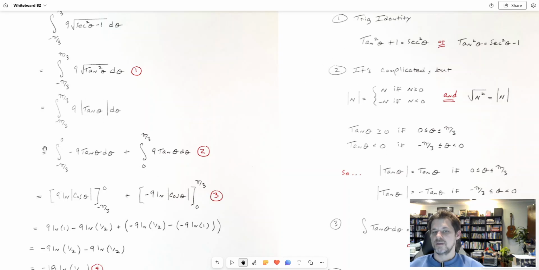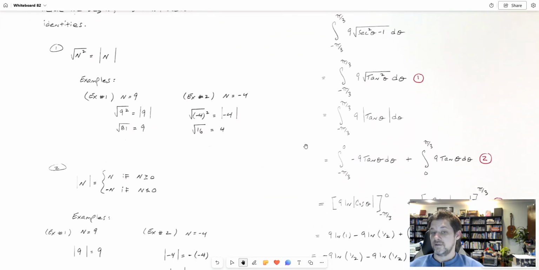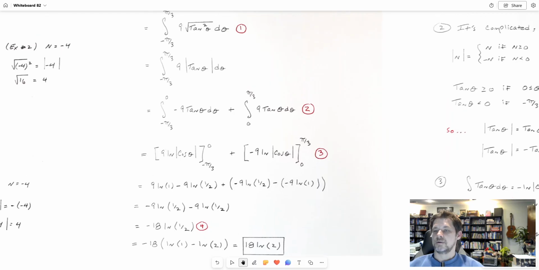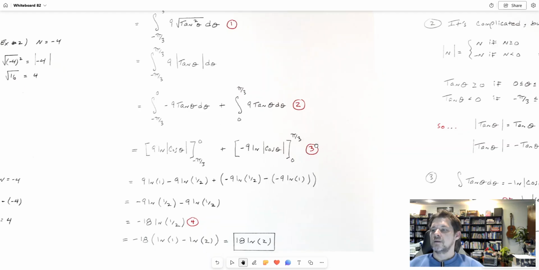That's why I started the video off by running through those identities. Now from this point, here's what we'll do. There is a formula for basic integration for tangent theta, and here it is.